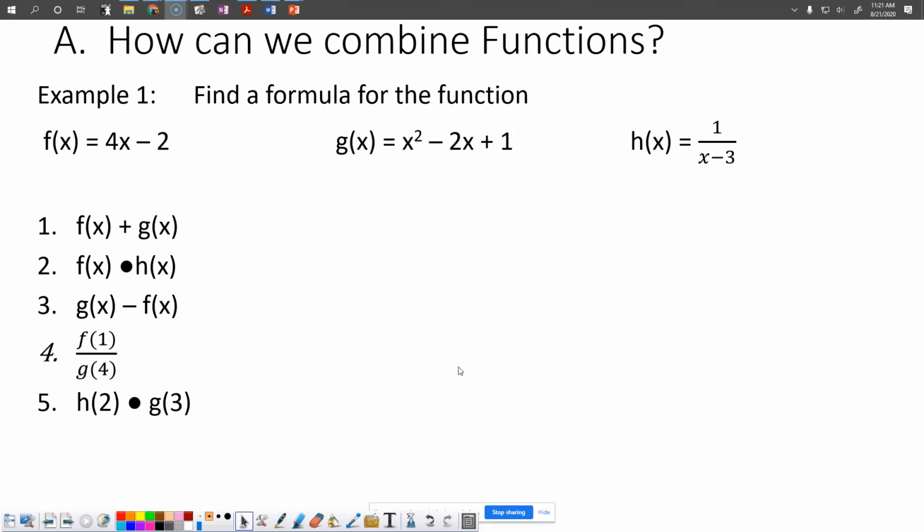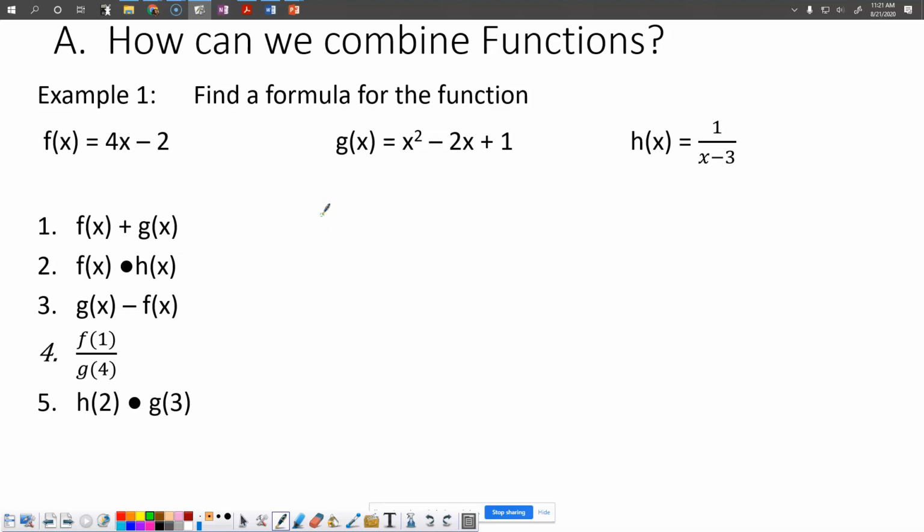All right, so let's go ahead and begin here. For example 1, I've given us 3 functions as equations at the top. F of x equals 4x minus 2. I've given you the g of x function here and this h of x function here. And numbers 1 through 5, we're going to be combining these functions. So let's get down to business here.